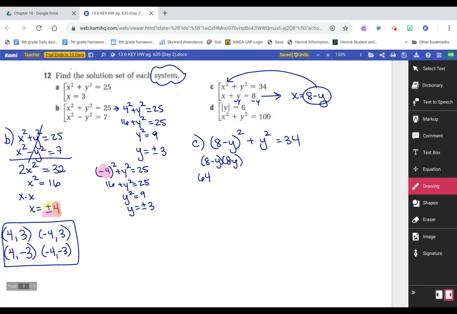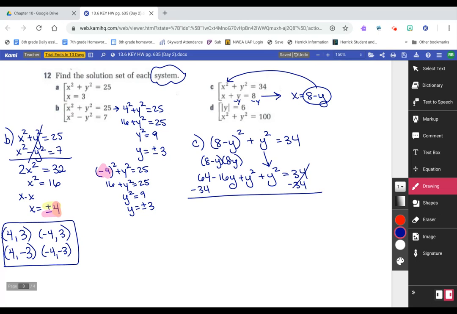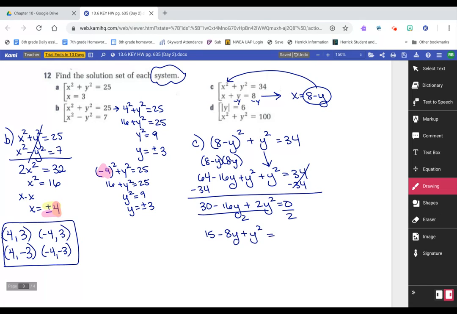So we get 64 minus 16y plus y squared plus y squared, that's from that one, equals 34. So when we simplify, let's subtract 34. So now it'll be equal to 0. So we have 30 minus 16y plus 2y squared is equal to 0. All of these can be divided by 2. So let's do that. Divide by 2, divide by 2. We get 15 minus 8y plus y squared is equal to 0.